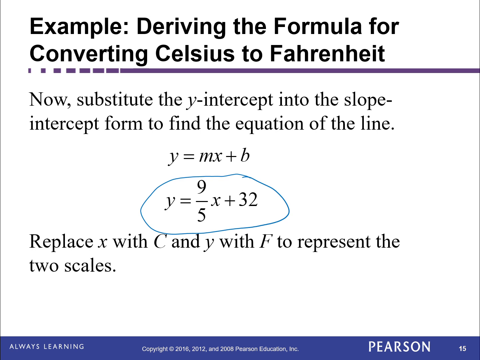So all I have to do now, if I want to be really precise about it, is replace the x with C, because it stands for Celsius, and the y with F, as it stands for Fahrenheit, and I now have the formula where I'm converting from Celsius to Fahrenheit. F = 9/5 C + 32.